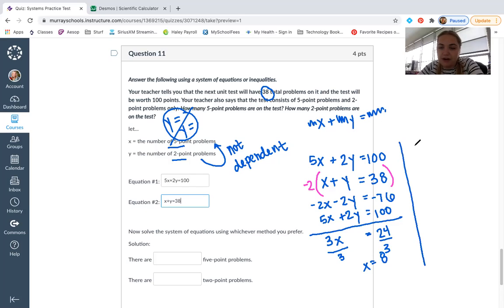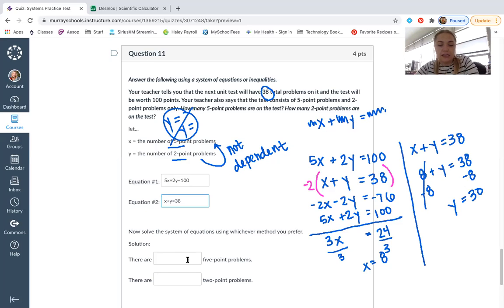Then I'm just going to rewrite one of my equations. I'm going to stick with the easiest equation that I see on there, x plus y equals 38. Since I know x equals 8, I've actually got 8 plus y equals 38. Okay, when I subtract 8, I get y equals 30. So I had 8 5-point problems and 30 of the 2-point problems.